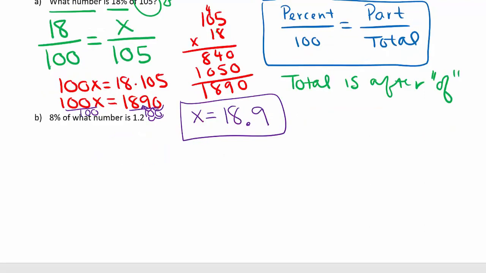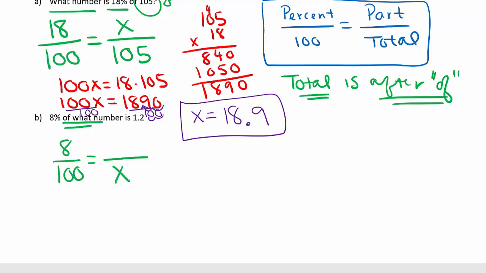Let's do one more example with a proportion. 8% of what number is 1.2? So the 8%, the 8 goes over 100, and then I have to figure out what am I solving for and what are they giving me? Of what number? The total is always after the of. So in this problem, I don't know the total. 8% of what number? The unknown is the total, and the 1.2 is the part.